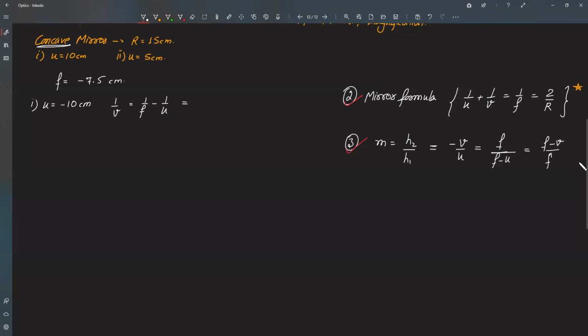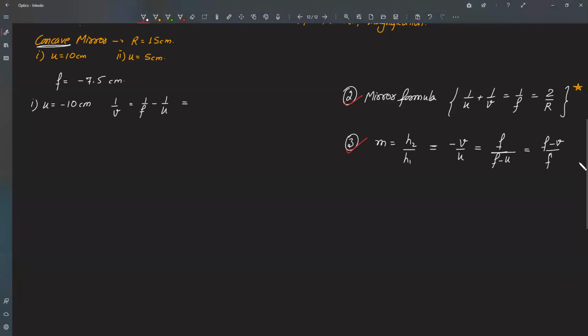So I got V as minus 15. It's wrong. Let us see. This is the formula you will be using, right? 1/v is equal to 1/f minus 1/u. What I did was I found magnification and I used (f minus v)/f. Okay, even in that case, you will get the same thing.